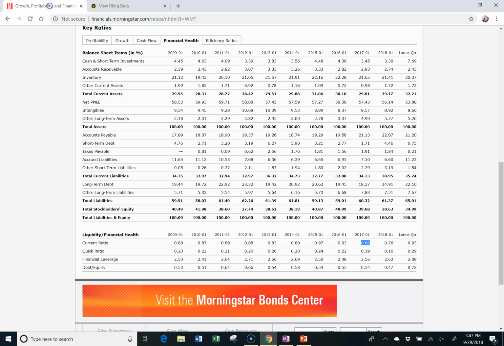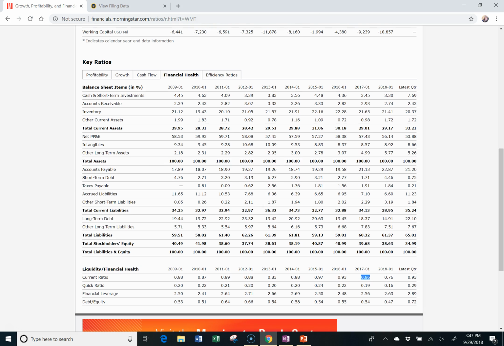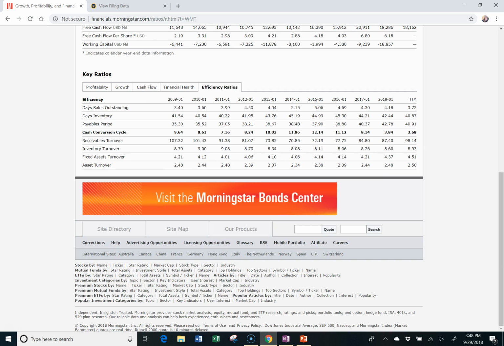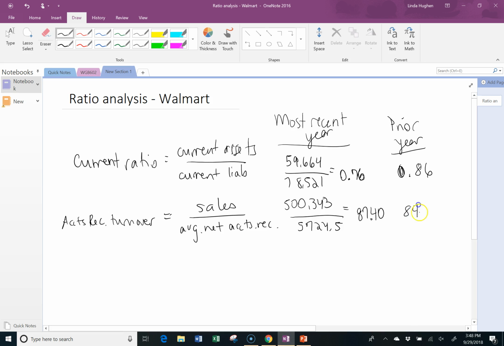So I'm going to go to see what Morningstar gives us. I'm going to go to the efficiency ratios and receivables turnover here in this line. Here's 87.4 we just calculated. Last year was 84.8. So from last year to this year, did the accounts receivable turnover improve or deteriorate? Remember, we want it to be higher, so they did show a little bit of improvement in the accounts receivable turnover.